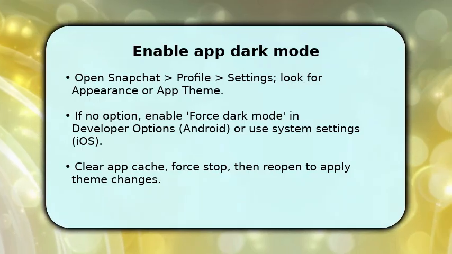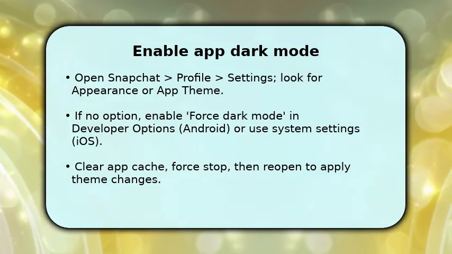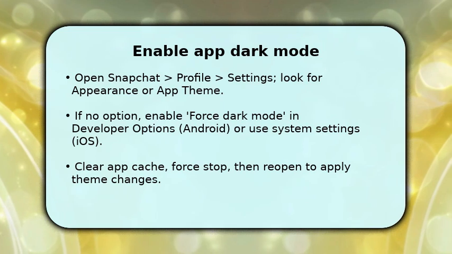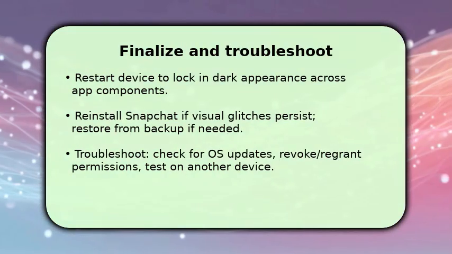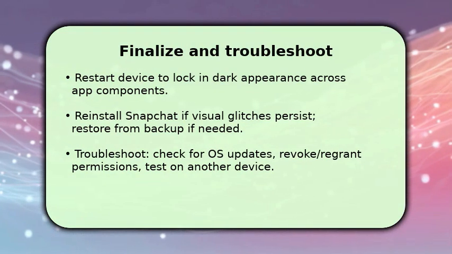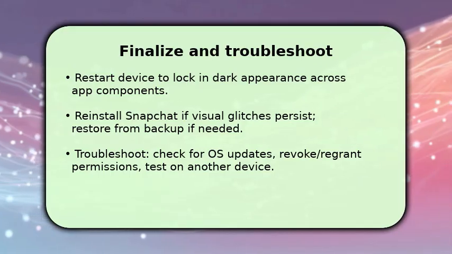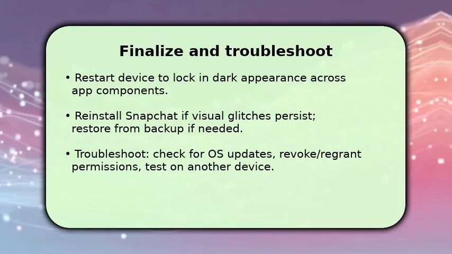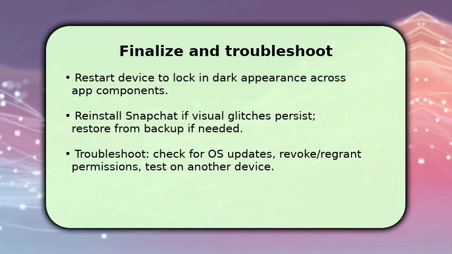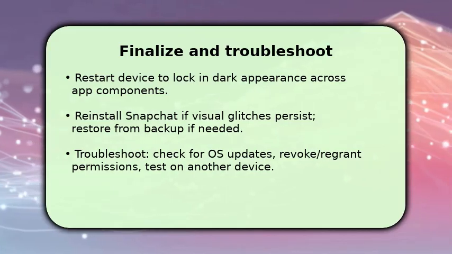Finish by cementing the change and verifying everything looks right. Restart your device so system and app processes reload with the dark theme. Inspect chats, camera, and menus for contrast issues. If you see broken colors or mixed themes, reinstall Snapchat and restore your backup. This often fixes corrupted resources.